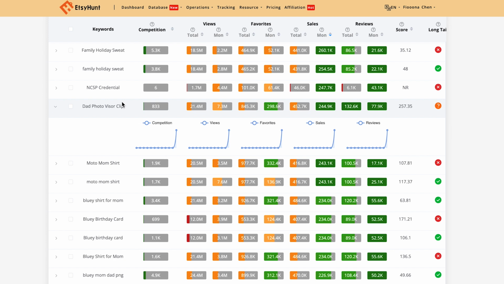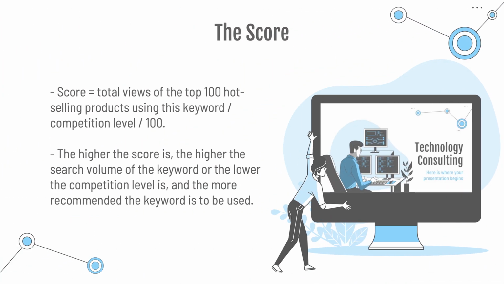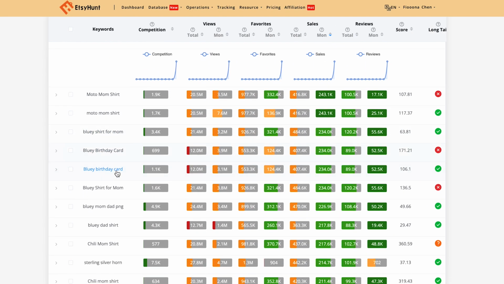For instance, the 5th keyword on the list, Dad Photo Visor Clip, is related to home and living, has a competition score of only 833, 21.4 million views, 854.3K favorites, and 452.7K sales. The score indicates the total views of the top 100 hot-selling products using this keyword divided by the competition level, then divided by 100. Therefore, the higher the score, the lower the competition and the higher the search volume. A higher score is better. Let's continue looking at this list.